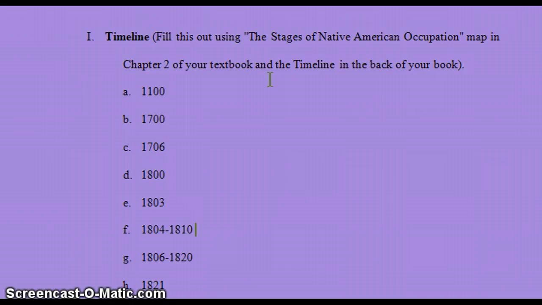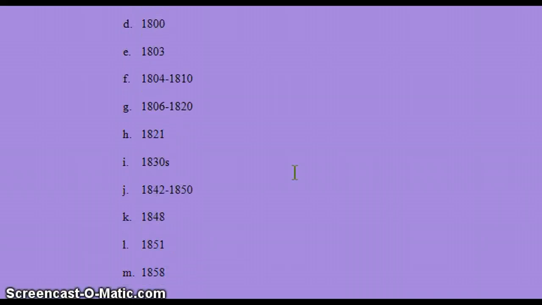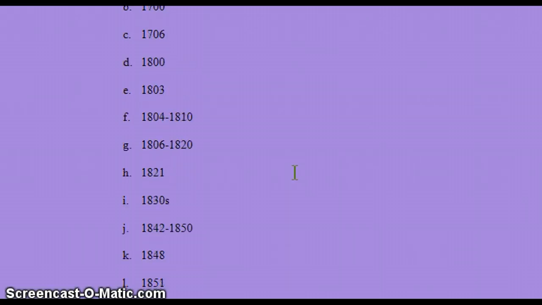You can see that there are very specific dates that I have listed within the timeline, and up above here you see that you're going to fill out your timeline using the stages of Native American occupation map in chapter 2 of your textbook and the timeline in the back of your book. I'll scroll down so that you can see all of the dates that you need to know. These dates are significant in that they help us set the timeline in Colorado history, help us begin to understand who it is that we're talking about and what we're talking about in Colorado history.